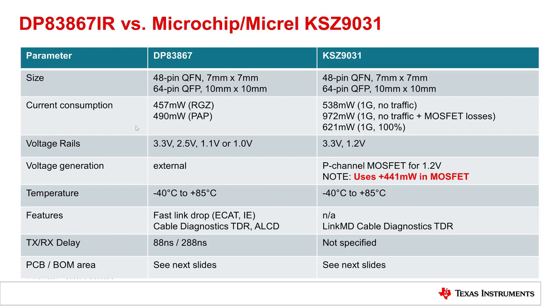The current consumption in the smaller package is with the DP83867 lower than with the KSZ9031. Note also that the voltage generation with the KSZ9031, per the datasheet of this device, can be done with an external P-channel MOSFET. This is to generate the 1.2 volt. Note that if you're using this option, you are burning up to 441 milliwatt over the MOSFET. We will look also at the PCB and BOM area in the next slides.